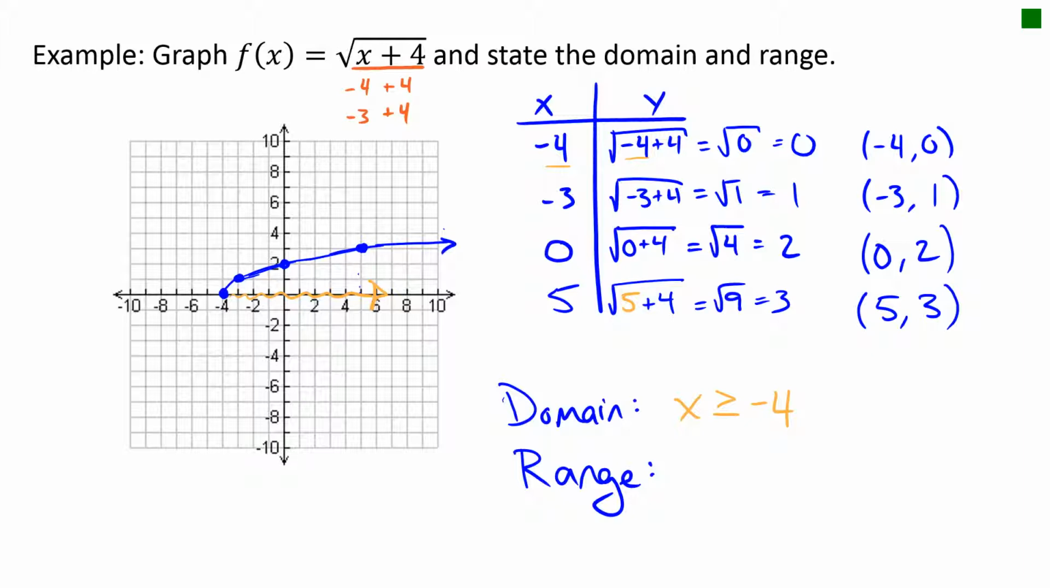And the range, we see the y values climbing upwards. They start as low as 0 and then climb upwards. So the range is y is greater than or equal to 0.